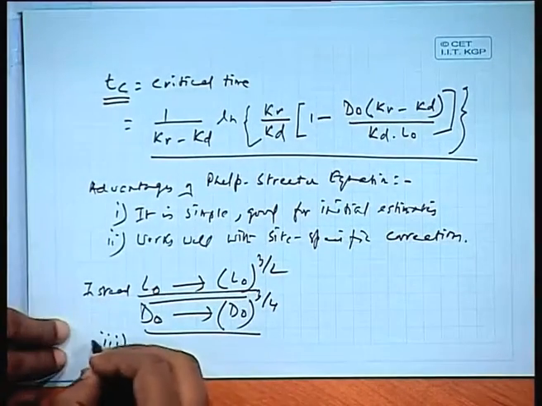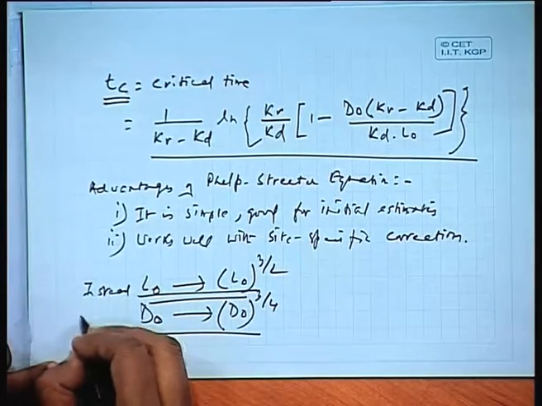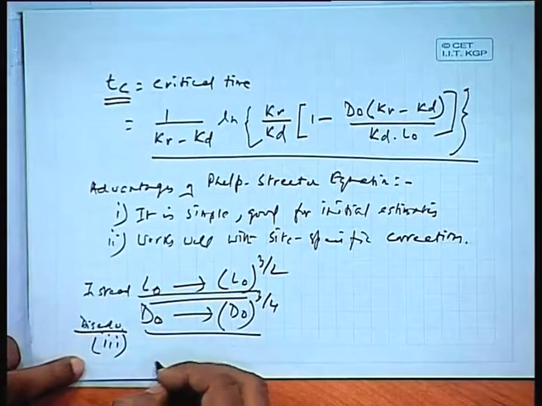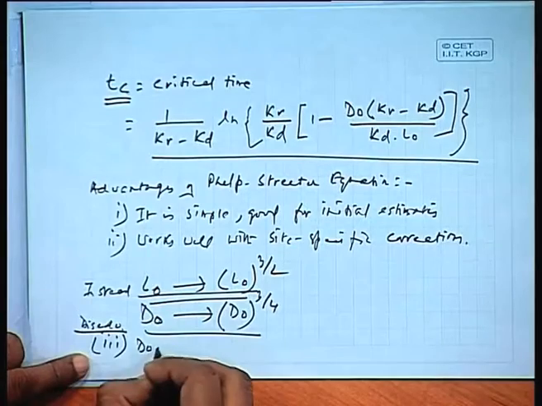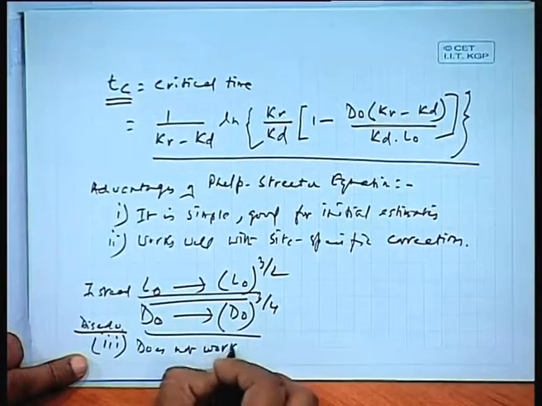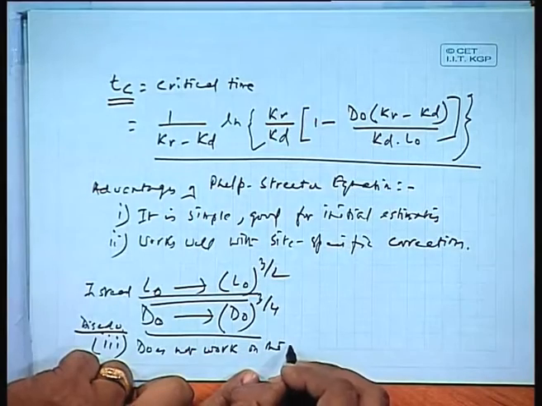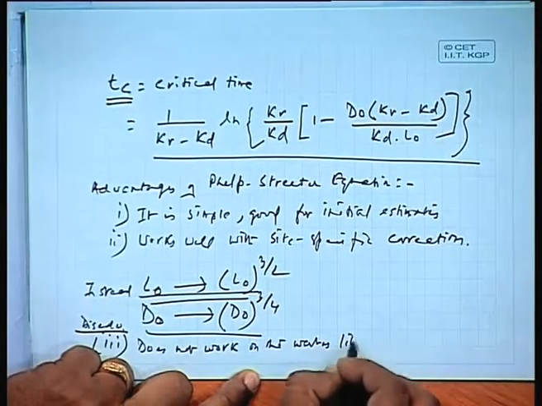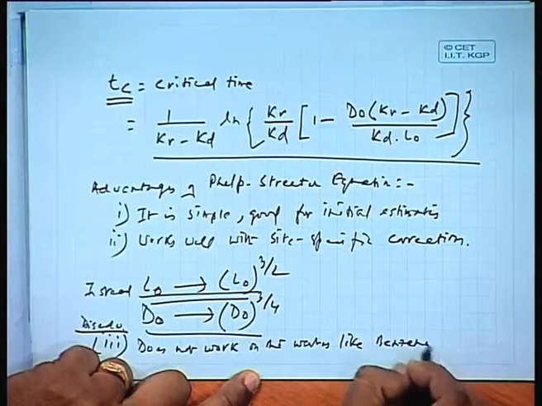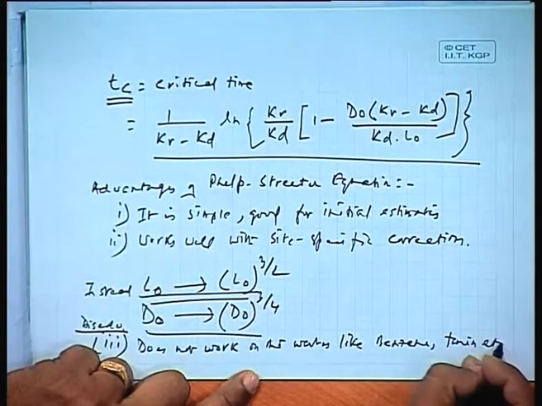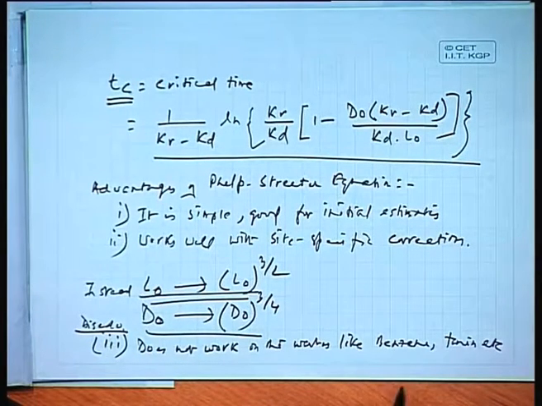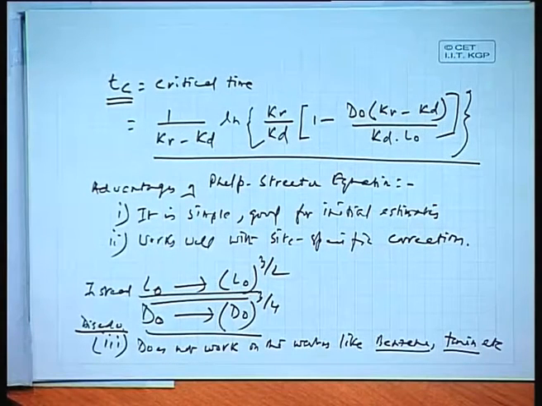But remember the disadvantage: it does not work, it is not applicable, for wastes like benzene, tannin, etc. So this is where the Phillips-Taylor equation can be used, and this is where it does not work in many cases, as I have said.